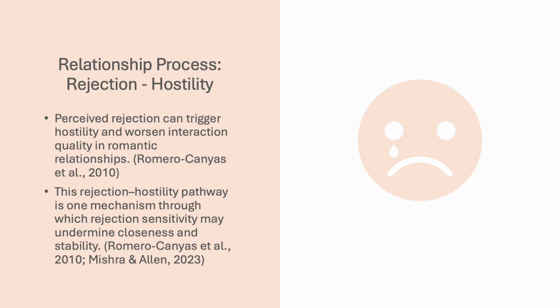What makes this important is that a trigger can be ambiguous, meaning the partner might not intend rejection at all, but the test taker experiences it anyway. Over time, repeated moments like this can create a pattern where conflict escalates faster, repair becomes harder, and both partners might feel less emotionally safe.